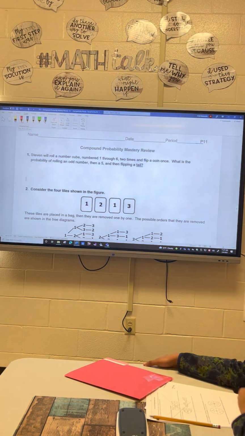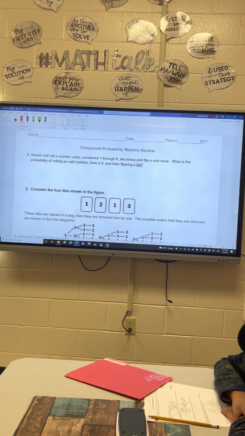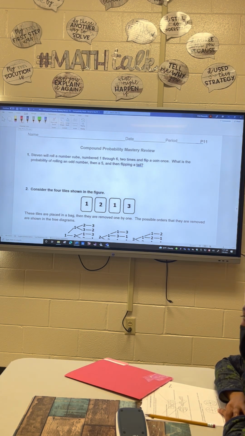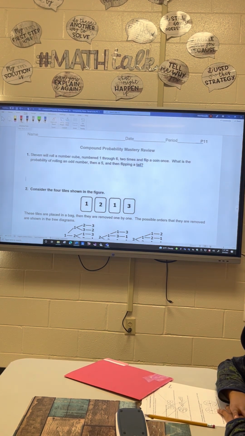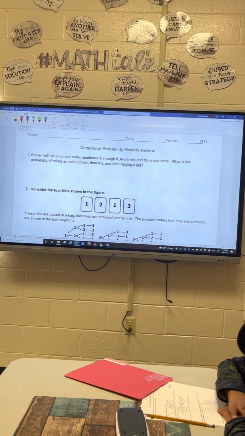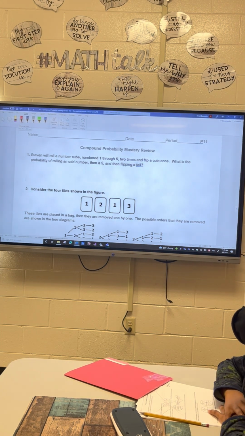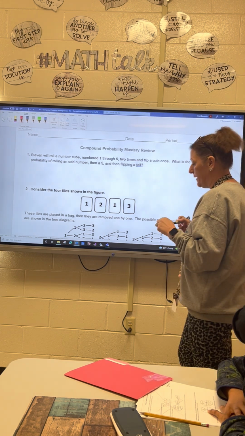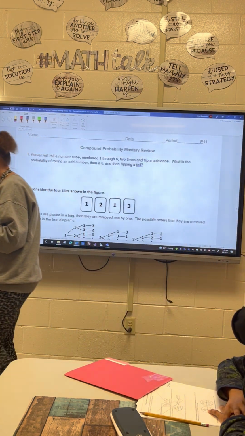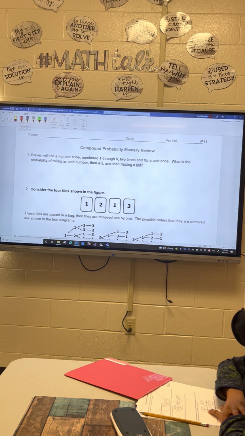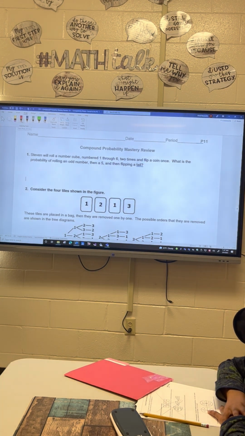All right, so we're using the Mastery Check Review to do three things: to learn and practice compound probability, to look at tree diagrams, lists, and tables, and to look at simulations, okay? Number one, so when you're reading these problems, from this point on, you've got to ask yourself, am I doing one thing or more than one thing?